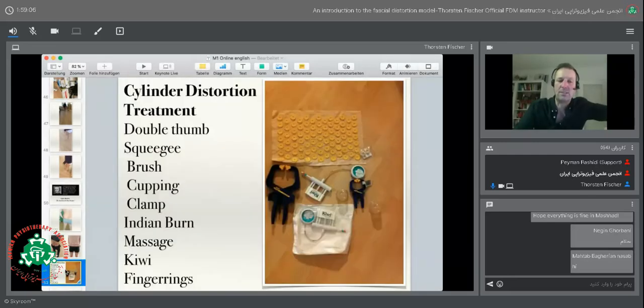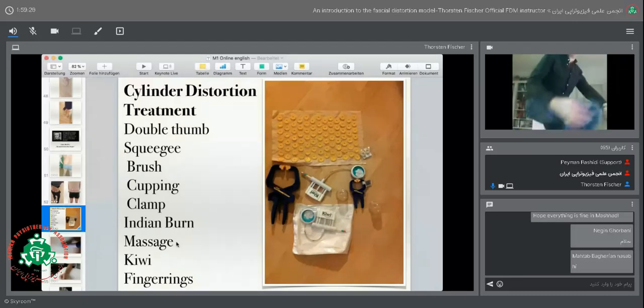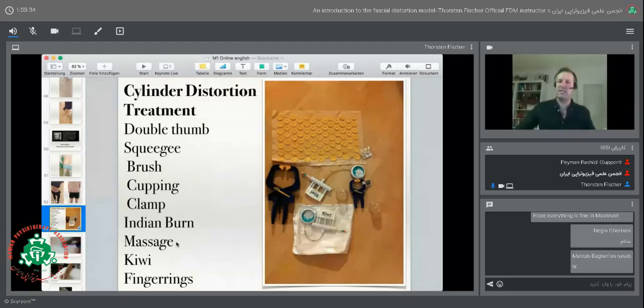And because the cylinder distortions are so bizarre, that's why I use a lot of crazy tools, like needle mats, clamps, the kiwi extractor, that's the suction pump for babies. I use it a lot of times too when patients show me polyneuropathy like this. Then I use, for example, the kiwis or some other cuppings or some finger rings when they have carpal tunnel syndrome or just numb fingers.